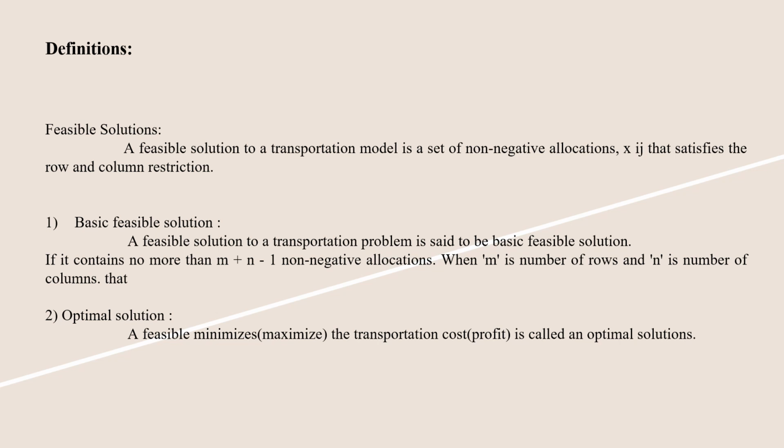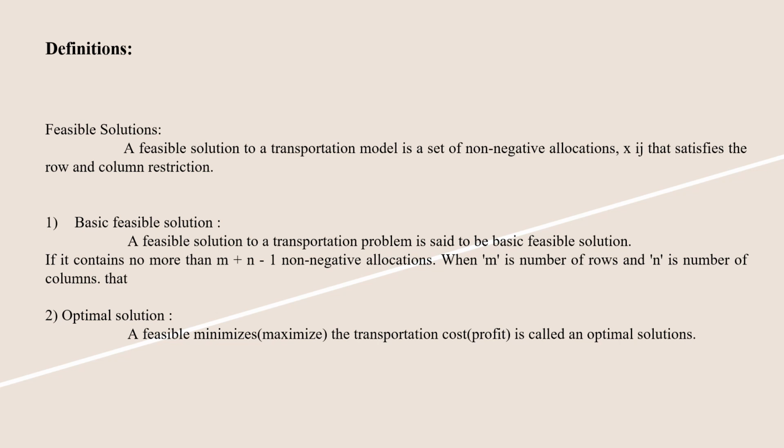Let's see the definitions. Feasible solution: a feasible solution to a transportation model is a set of non-negative allocations Xij that satisfies the row and column restrictions. Basic feasible solution: a feasible solution to a transportation problem is said to be a basic feasible solution if it contains no more than m plus n minus 1 non-negative allocations, where m is the number of rows and n is the number of columns.